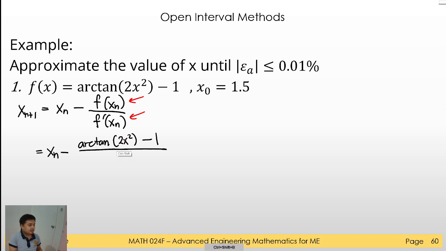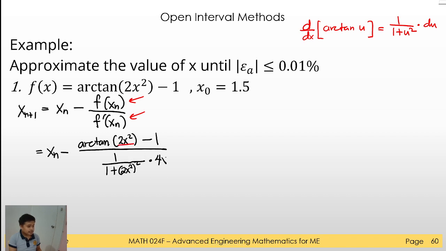For the derivative, you want to find the derivative of arctangent. So what is now the derivative of arctangent? If you can remember, the derivative of arctangent u is equal to 1 over 1 plus u squared, multiplied by du using the chain rule. So the answer should be 1 over 1 plus the square of 2x squared, multiplied by the derivative of 2x squared using the chain rule, which is 4x.